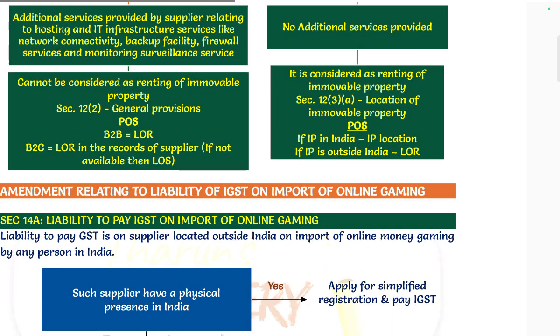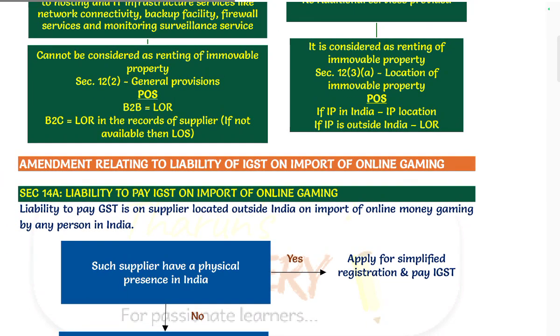In considering the renting of immovable property, B2B, section 12(3), location of immovable property. If the location of the immovable property is in India, the place of supply is in India. If immovable property is outside India, location of the recipient.